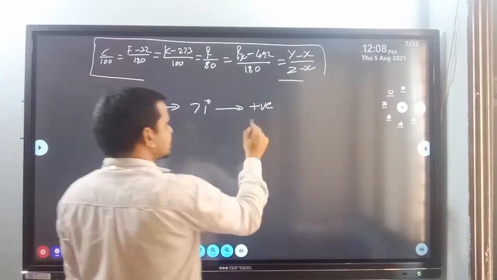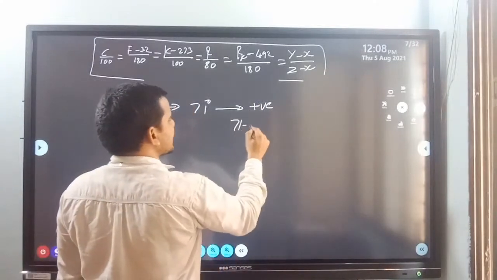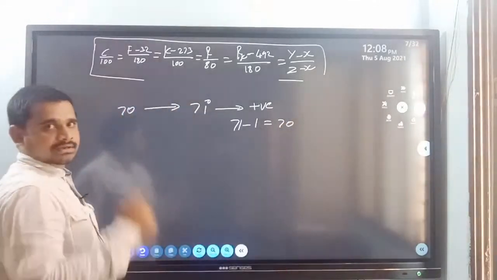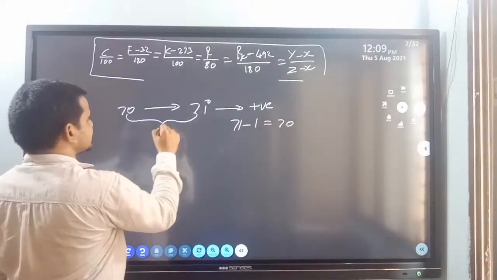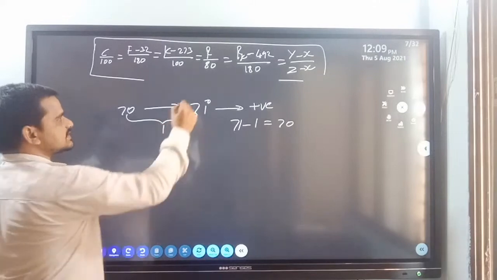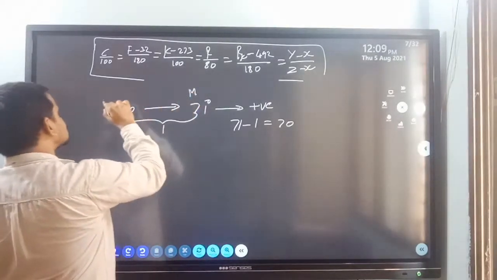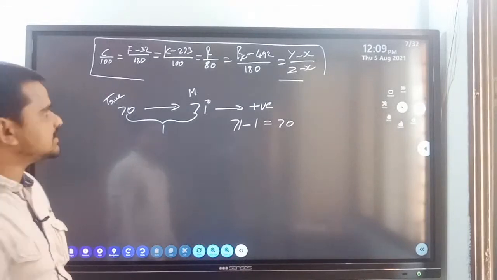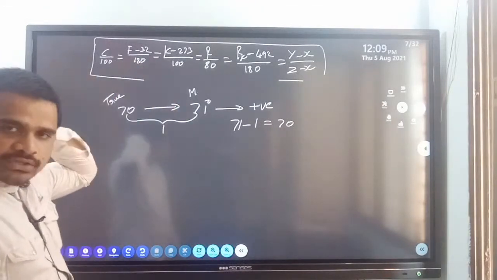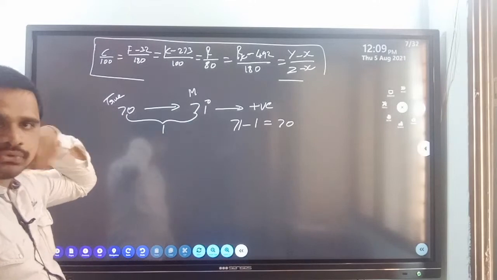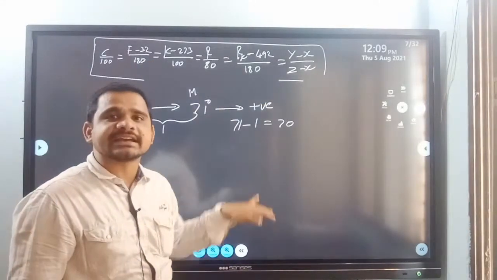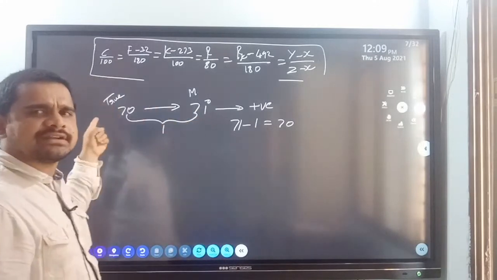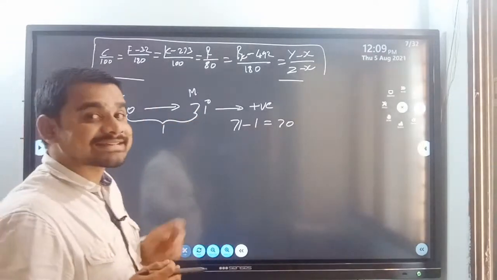For getting the correct value from the measured value, he had to remove the error. Correct? The difference between these two is nothing but 1. This is the measured value. This is the true value. Measured value is more than the true value, means the error is positive. When the error is positive, for getting the correction, what do we have to do? Minus. Measured value is 71. How can you get the 70? Subtract it. So the correction is negative.